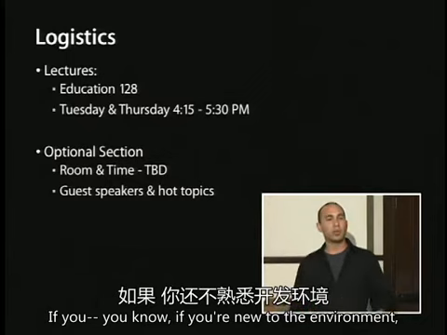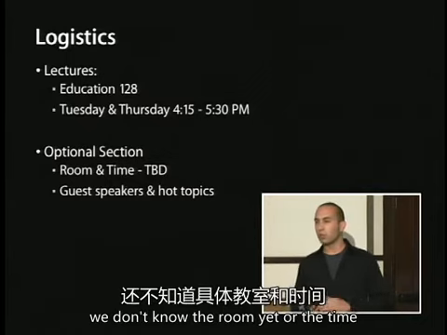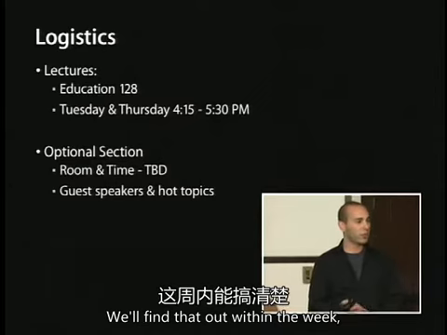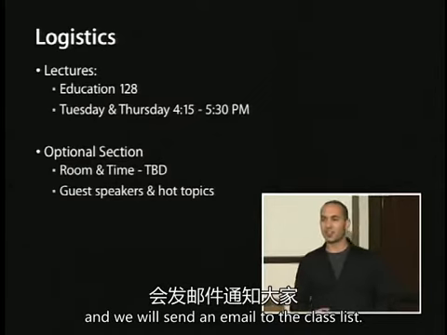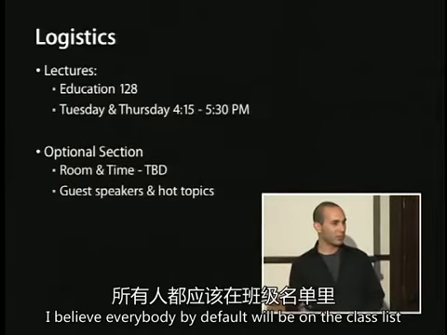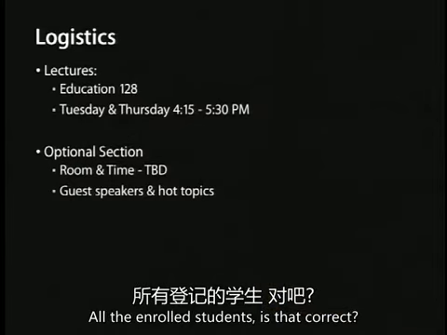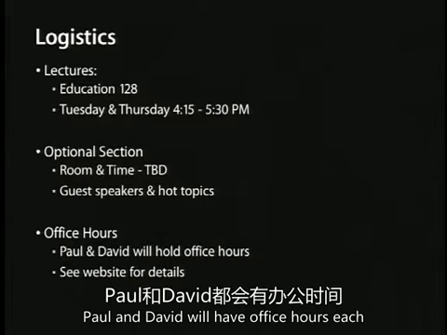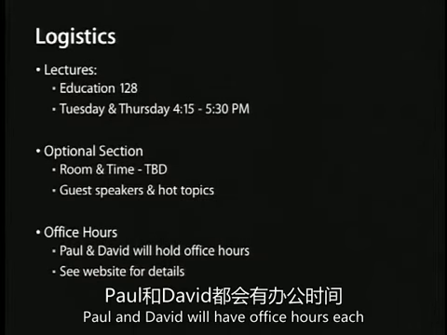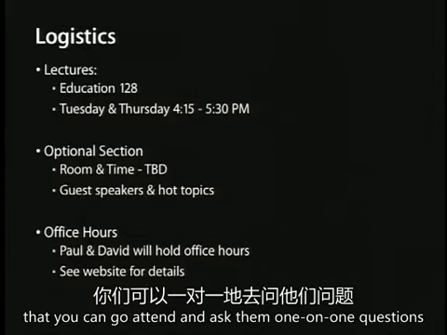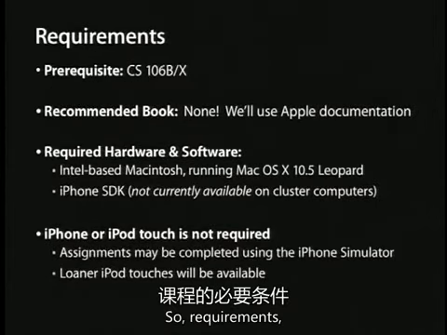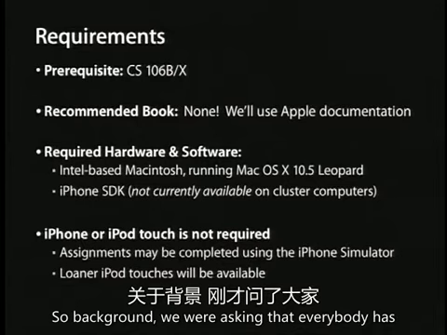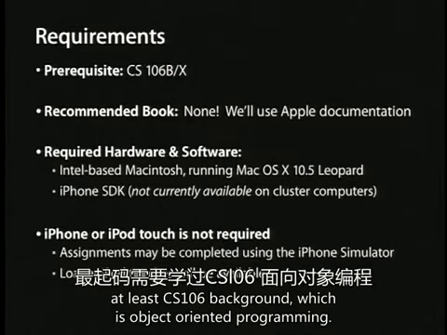If you're new to the environment, I suggest attending. We don't know the room yet or the time. We'll find that out within the week, and we will send an email to the class list. I believe everybody by default will be on the class list. All the enrolled students, is that correct? Okay. And then the last thing is office hours, which we're going to also figure out this week. Paul and David will have office hours each that you can go attend and ask them one-on-one questions. So requirements. So background, we're asking that everybody has at least CS 106 background, which is object-oriented programming.